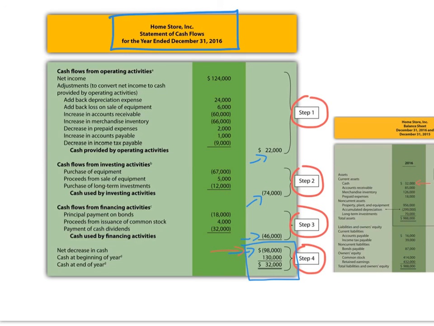And at the very bottom, we're simply reconciling that by taking the cash at the beginning of the year, that's this right here, cash at the beginning of the year of $130,000, and subtracting the 98 from that to show that at the end of the year we had $32,000. So this is the entire statement of cash flows in this example for Home Store Inc.